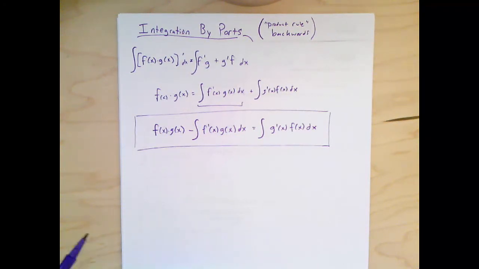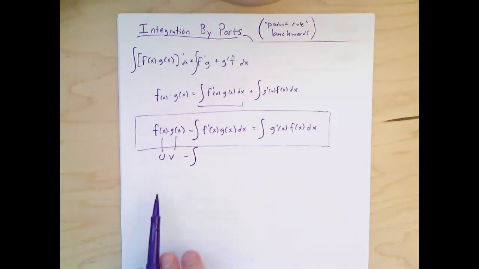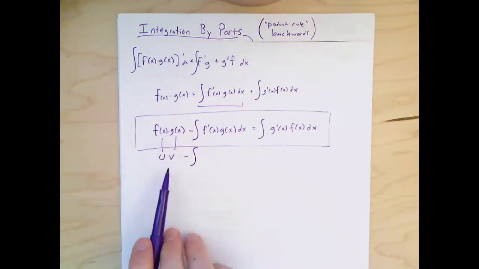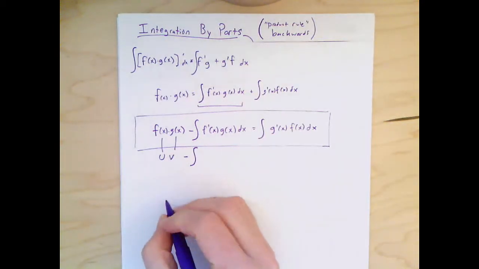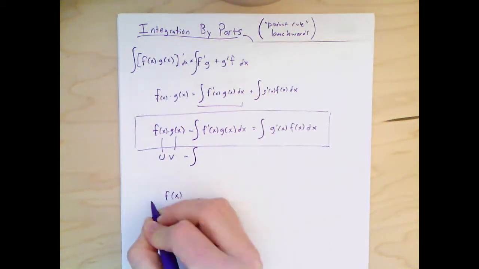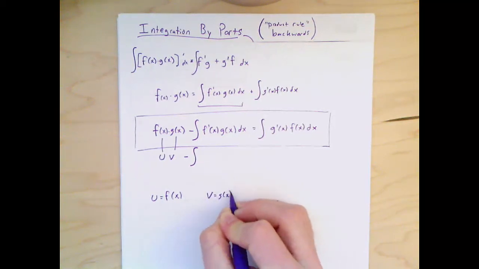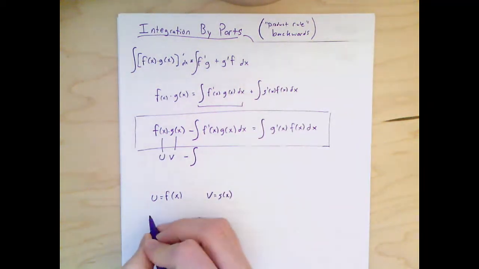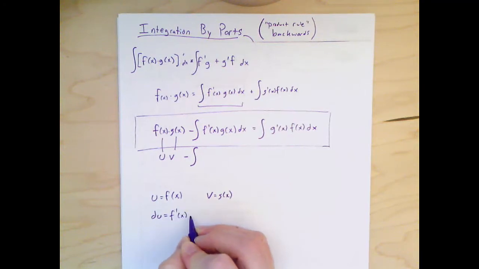So here's how you get from here to there. We know that in the original integration by parts formula, we had uv minus integral v du. So let's rename f of x as u and g of x as v. So I've got u equals f and v equals g. And then if I take the derivative of each of those, I've got du dx equals f prime.